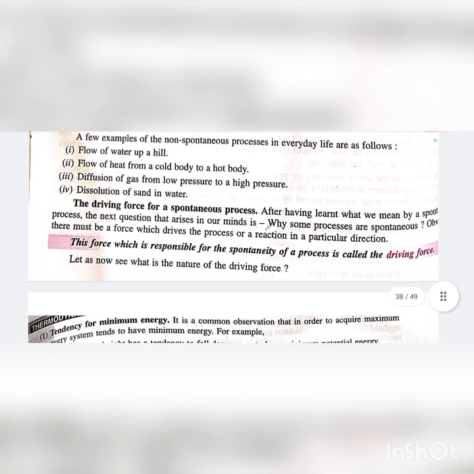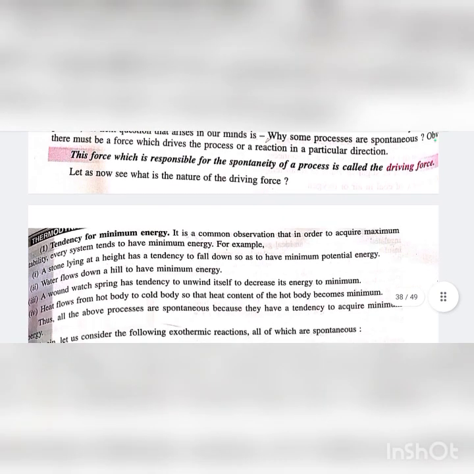Driving force for a spontaneous process. After having learned what we mean by a spontaneous process, the next question that arises in our mind is why some processes are spontaneous. Obviously, there must be a force which drives the process or a reaction in a particular direction. This force which is responsible for the spontaneity of a process is called the driving force. Let us now see what is the nature of the driving force.